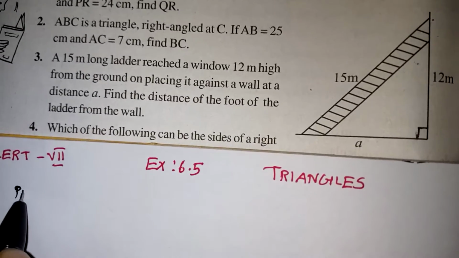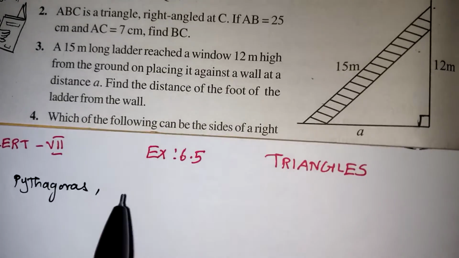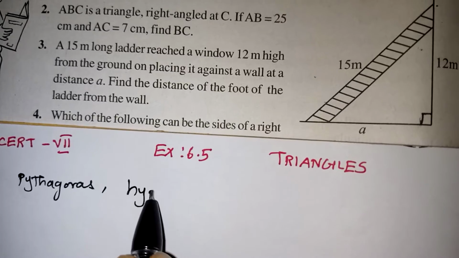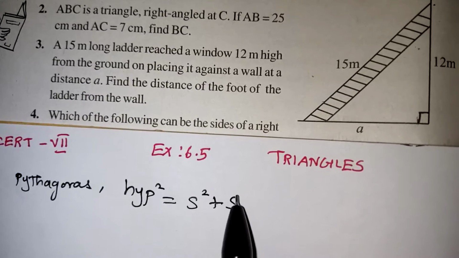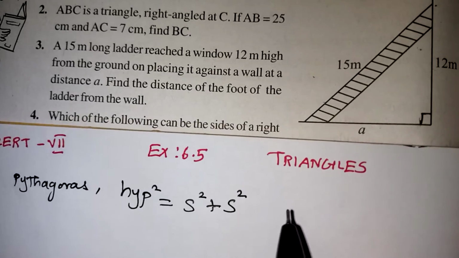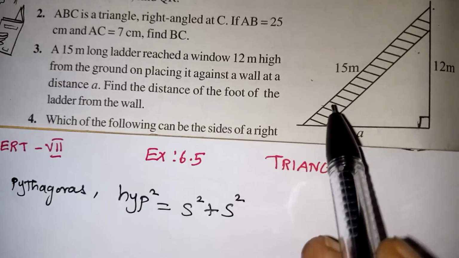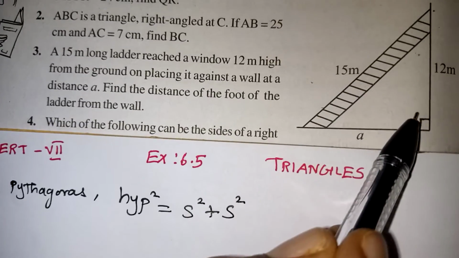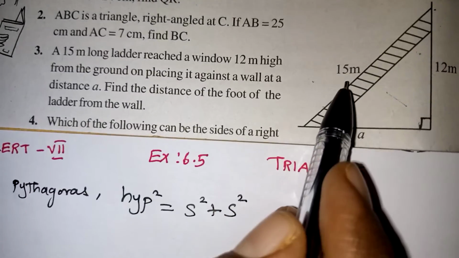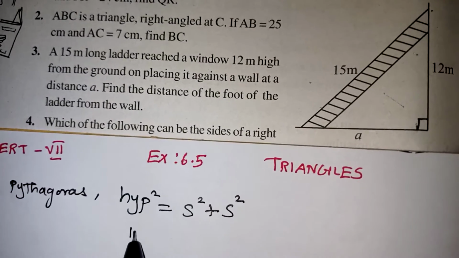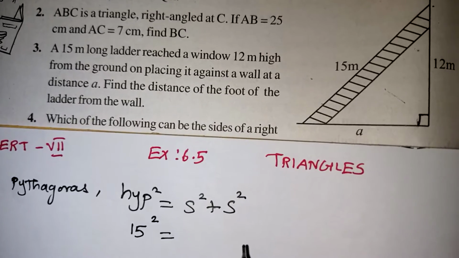triangle. So according to the Pythagoras theorem, we can say that hypotenuse squared is equal to side squared plus side squared. Look at the diagram. Which is the longest side? This ladder is the longest side because the side which comes opposite to the 90 degree is the longest side. So the 15 is the longest side, right? The hypotenuse place is 15 squared which is equal to side squared plus side squared.